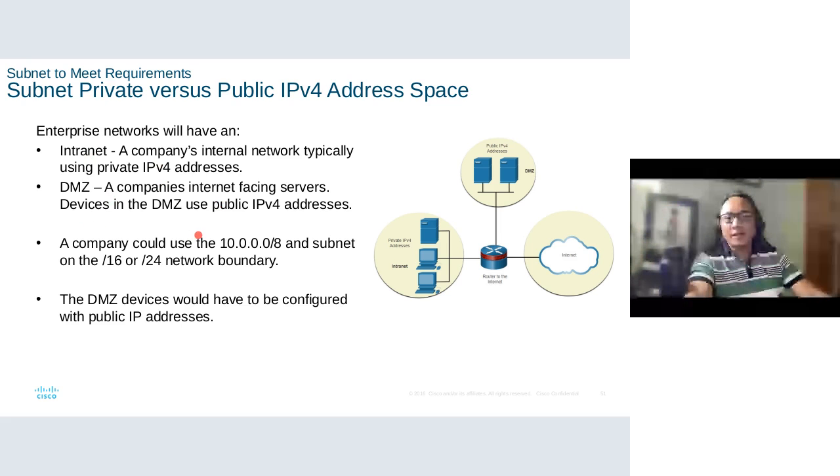So what is an intranet? An intranet is a company's internal network, typically using private IPv4 addresses. So the common private IP addresses are used in the intranet. For a DMZ, or demilitarized zone, a company's internet-facing servers and devices in the DMZ use public IPv4 addresses. So you can see in this illustration that if you have an intranet, you use private IPv4 addresses.